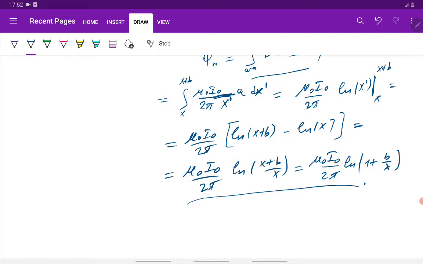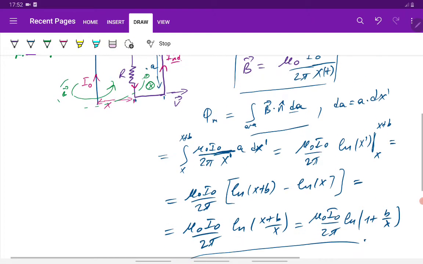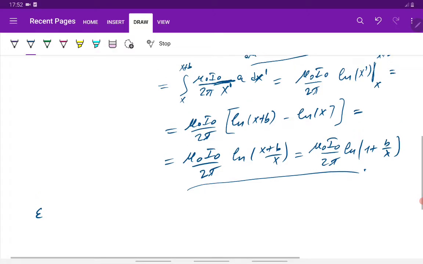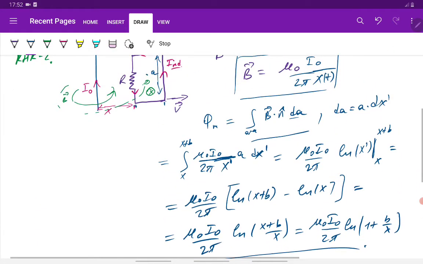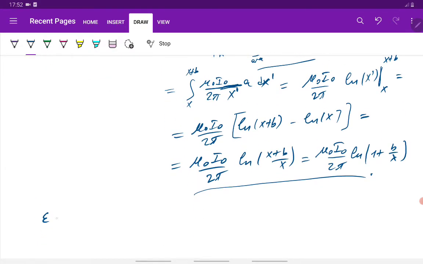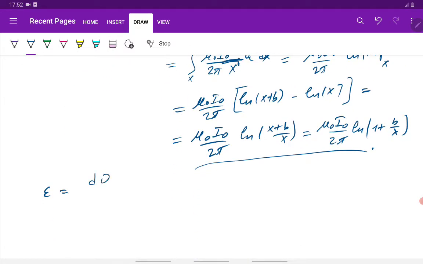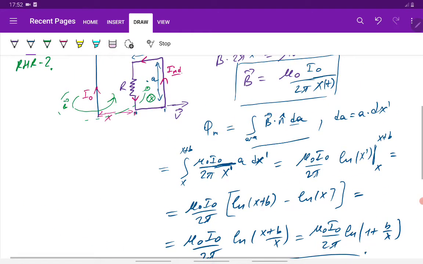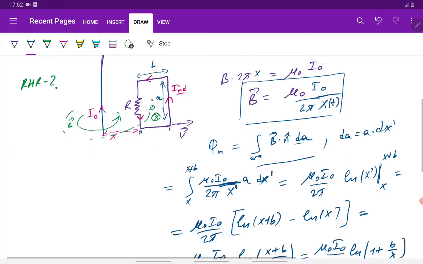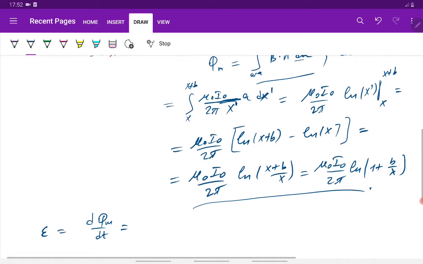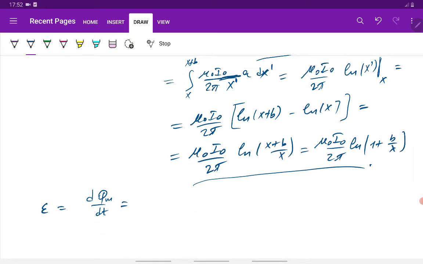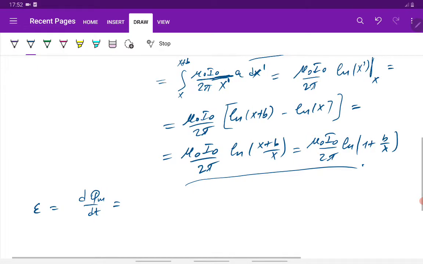So we also need to find the induced EMF, since our main aim is to find the induced EMF in this circuit. It's just the magnitude of dΦ over dt. We are given in the problem statement that x here is time dependent.